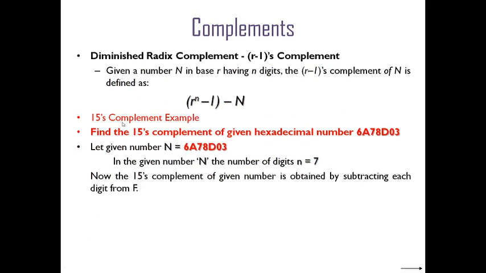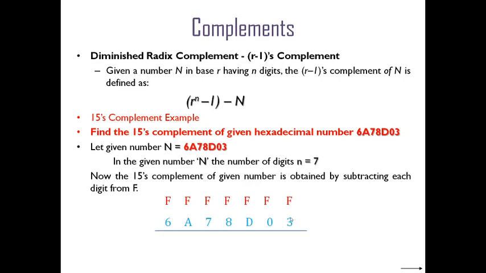Now I will take an example. This is a given hexadecimal number, and if you consider the number of digits in the hexadecimal number is 7, to estimate the 15's complement, let us take 7 F's, like this, 7 F's. Now from these 7 F's, you have to subtract each digit of the given hexadecimal number, like this. We write each digit one below the other, and then we subtract.